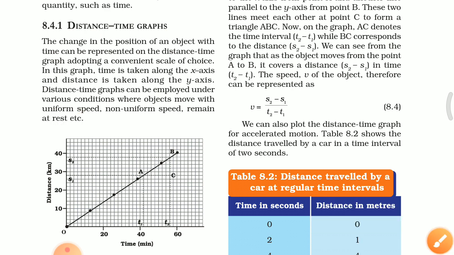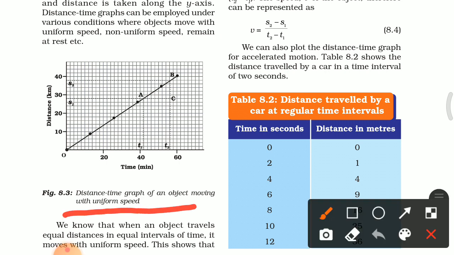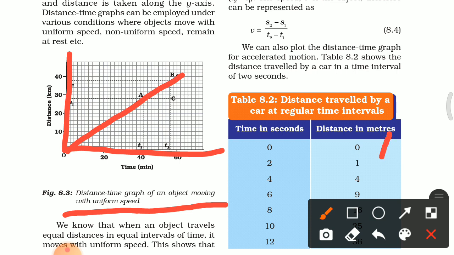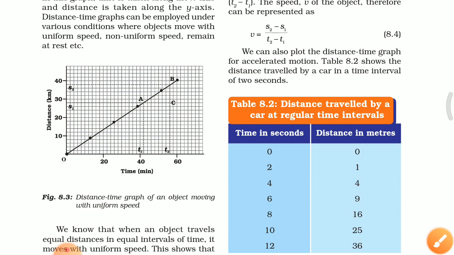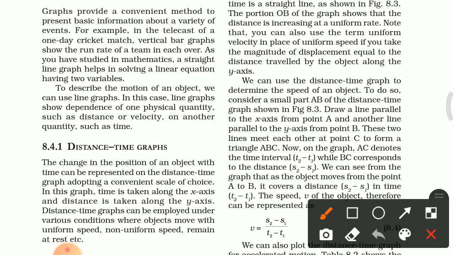First, they show the distance-time graph of an object moving with uniform speed. So we get a straight line. From this straight line we can say that the object is moving with uniform speed. And I discussed how to calculate the speed. We know that v equals s2 minus s1 divided by t2 minus t1, where v represents the speed.